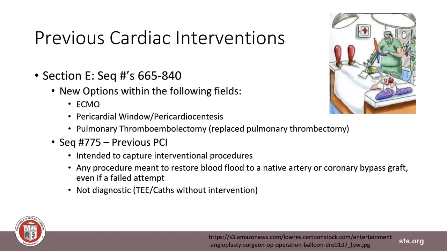As in previous versions, the intent of previous percutaneous coronary interventions, sequence number 775, is to identify if a patient had an interventional coronary procedure performed. This includes any procedure that was performed or attempted to restore blood flow to a native coronary artery or coronary artery bypass graft. Procedures may include angioplasty, also known as an angioplasty with a balloon, an angioplasty with stent placement, or a thrombectomy. Refer to the training manual for a more complete list.